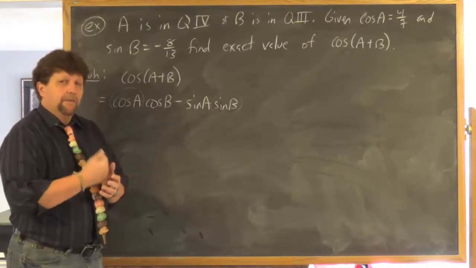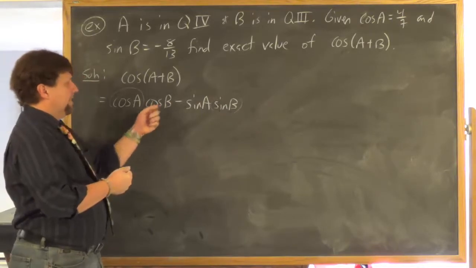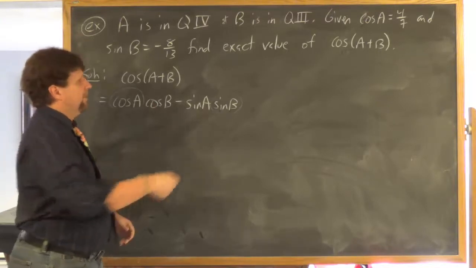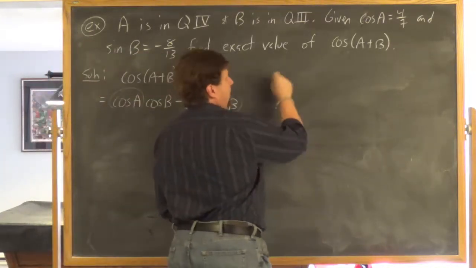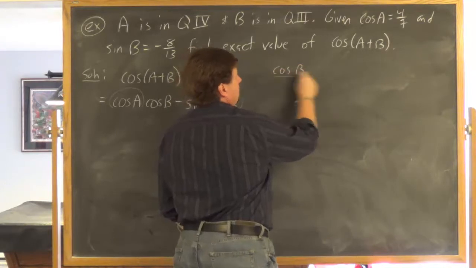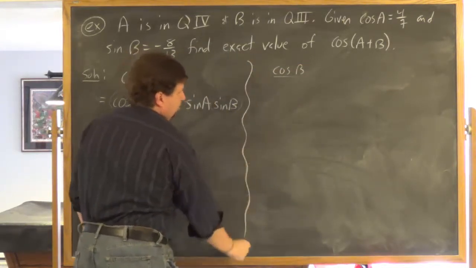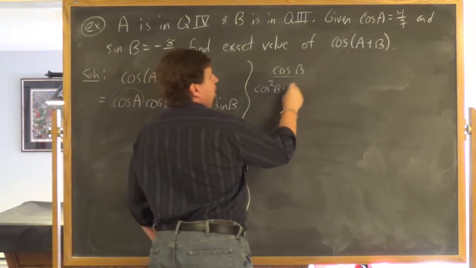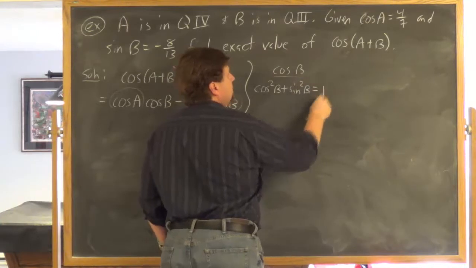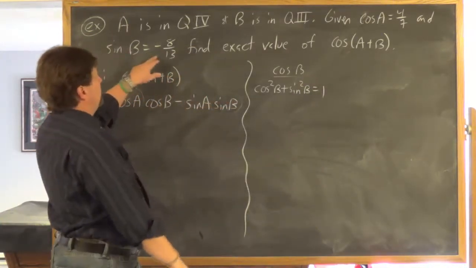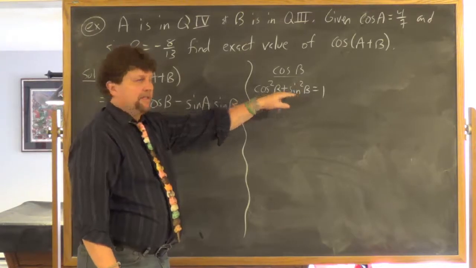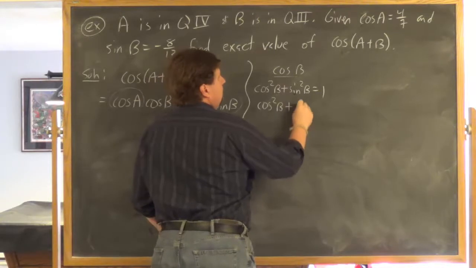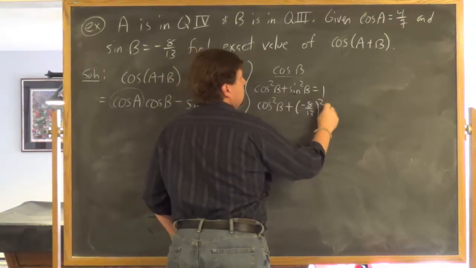And that's what I'm going to do here. I'm going to use that Pythagorean identity to get the cosine of B and also the sine of A. So let's get the cosine of B first. Over here to the side, I'm going to use the Pythagorean identity that cosine squared B plus sine squared B is equal to 1. We know sine of B is negative 8/13, so I'm going to substitute that in. So we have cosine squared B plus negative 8/13 squared equals 1.